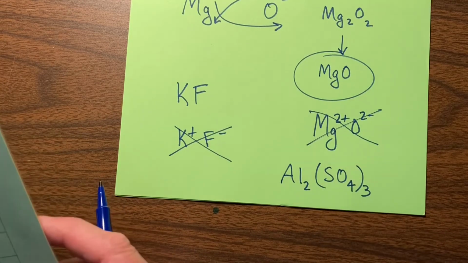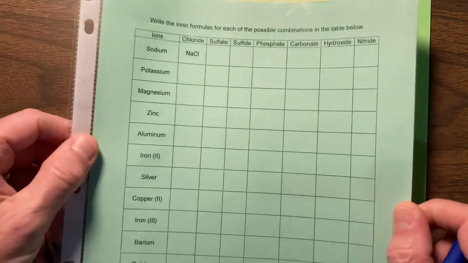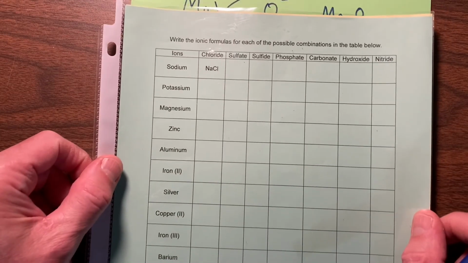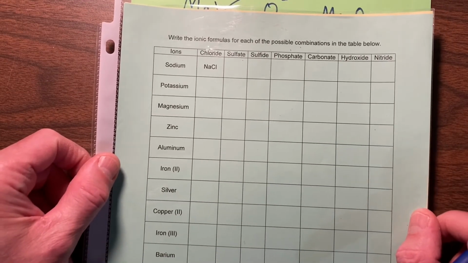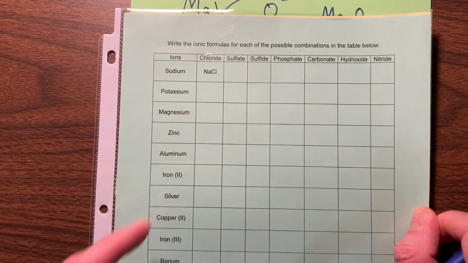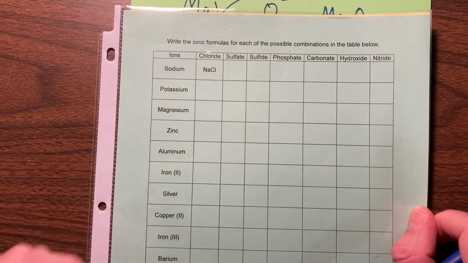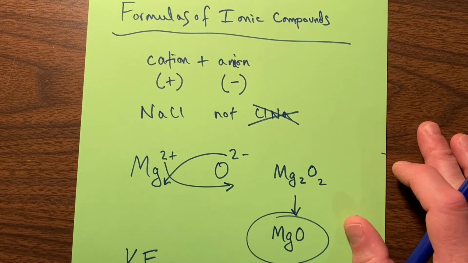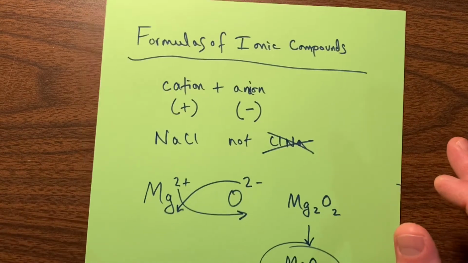Now there is a sheet, I don't know if I have it on Canvas, but I may give it to you in discussion. I just have a grid. You can find these online as well. Lots of teachers use them. It gives you practice writing formulas. We will write the positive charges over here and the negative charges over here, and then practice writing the formulas using the technique I'm showing you. I'll either put that online or use it in discussion sometime.